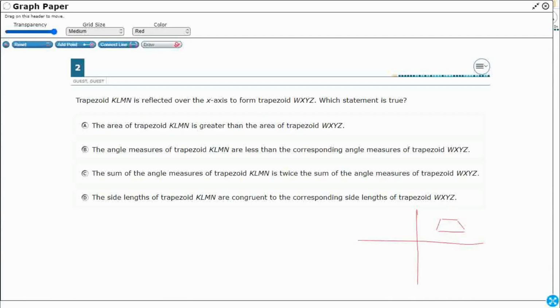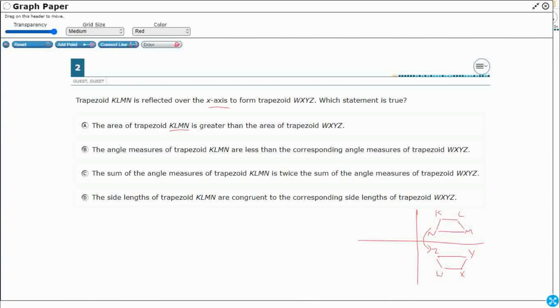And I want to reflect it over the x-axis, right? So that means we're just going to flip it. It's going to look like this. And then we just need a true statement, okay? So the area of KLMN, that's my first one, KLMN, and then my second one is going to be WXYZ.